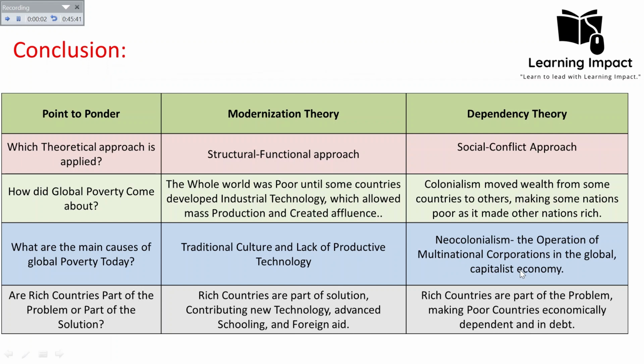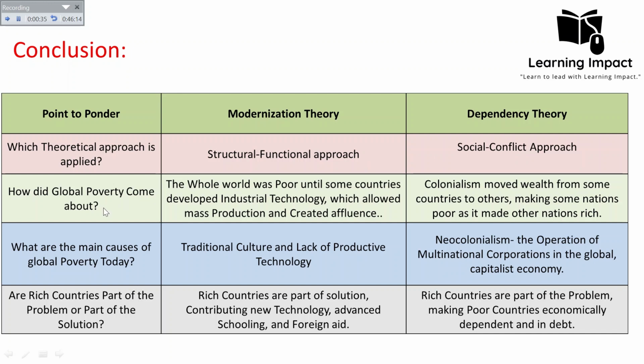Okay, so at the last we will discuss what we have studied in this lecture. We will conclude, first, which theoretical approach is applied. In the case of the modernization theory, the approach is structural functionalism, because it portrays the role of the rich nations as more positive for society, while the dependency theory is more focused on a social conflict approach that views the whole world as a battlefield and believes that the poor nation has been exploited by the rich nations.